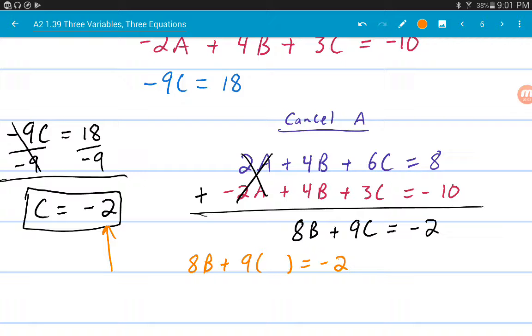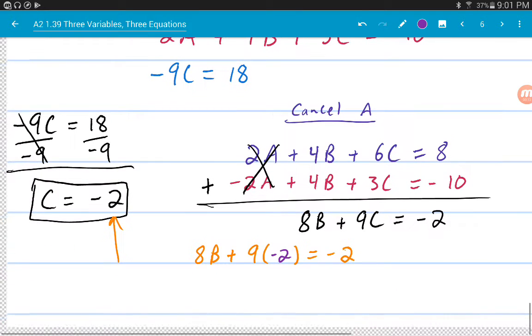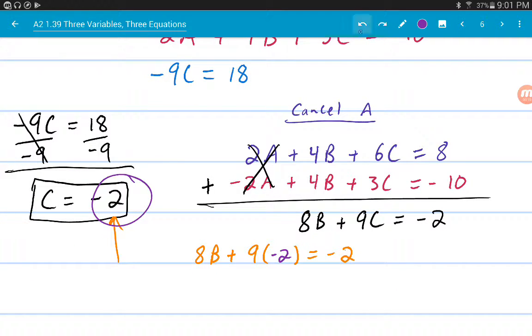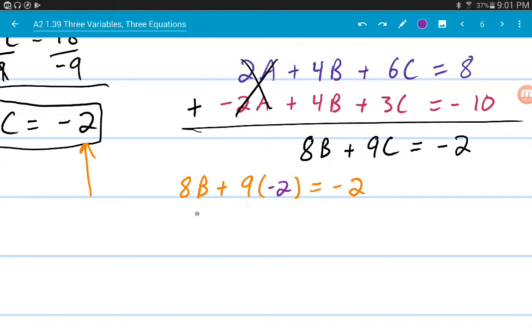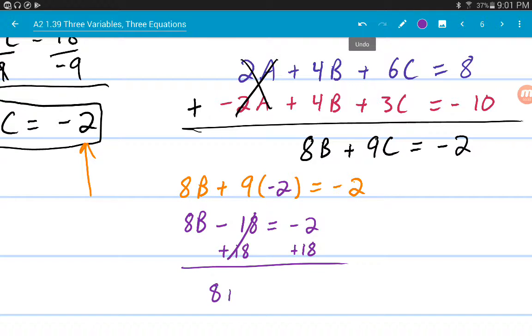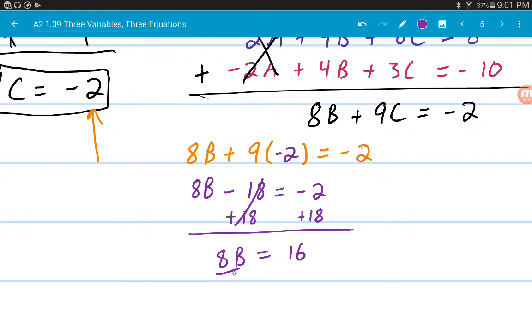But what's C? C is negative 2. Found that right over here. So I'll simplify this. 8B plus, or rather minus, 18 is equal to negative 2. I'm going to get B by itself by adding 18 to get it over. 8B is equal to 16. Divide by 8 on both sides. And B is equal to 2.